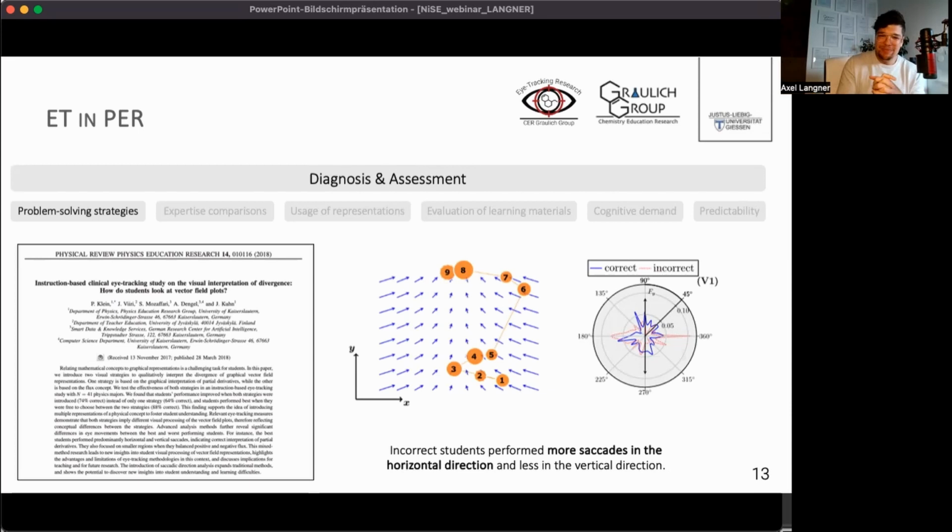But yeah, they did not know. And then they came up with the idea, hey, in order to solve the vector field plots, you need to look at specific angles, vertically and horizontally. And then they looked at the angles of the saccades, these lines, and then they saw, okay, incorrect students mainly showed saccades in a horizontal direction. And then they saw, okay, that's the difference.